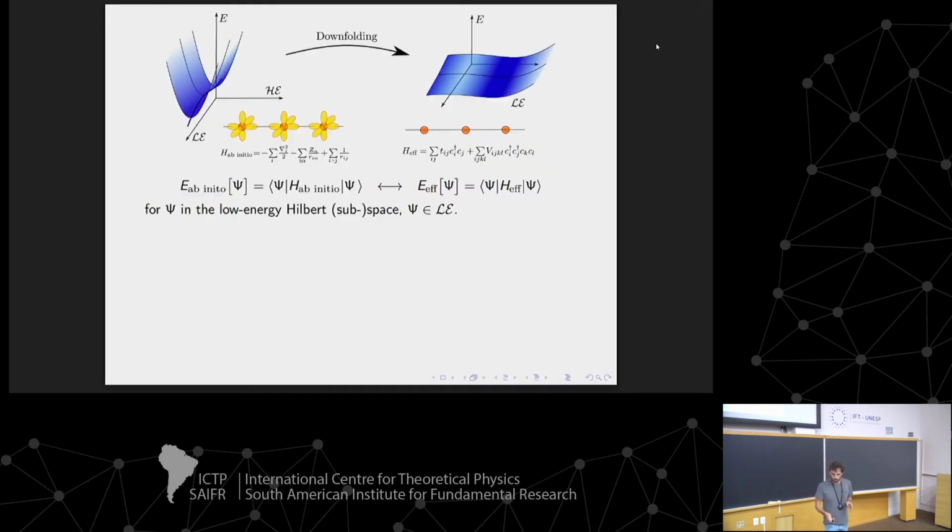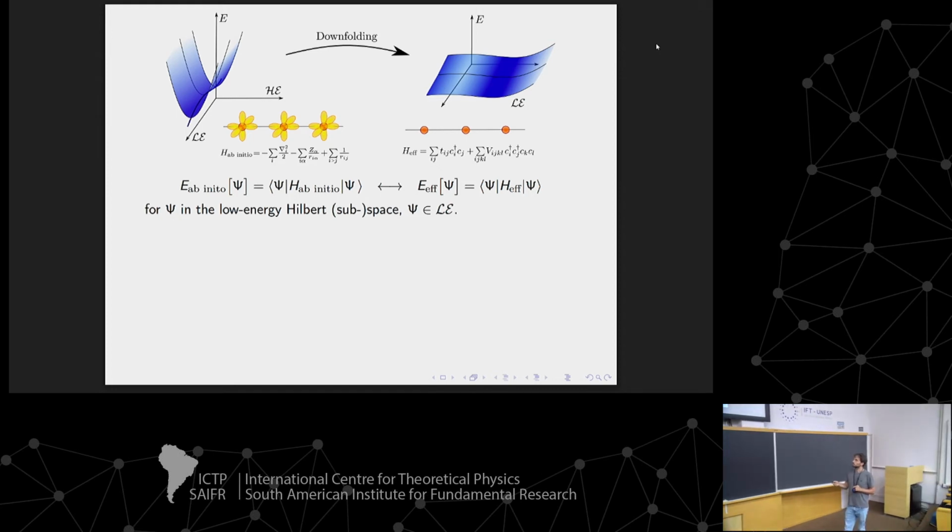Let me try to give you the general idea of what we are trying to do. In this figure, I essentially represent the energy functional of the ab initio system. Here I have the energy. And along this line, I try to represent the low energy Hilbert space, while along this line, I try to represent the high energy Hilbert space. So our energy functional is like a valley along this low energy region, right? We obtain this energy function by solving the ab initio Hamiltonian.